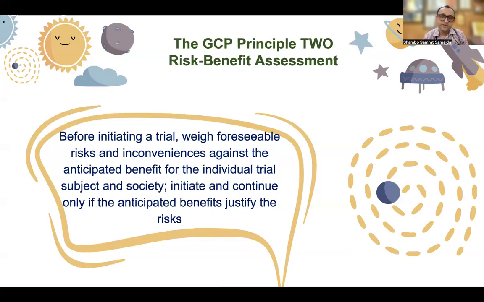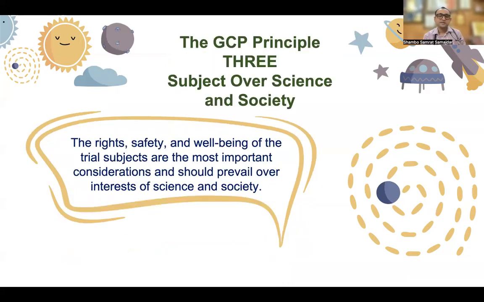When we talk about risk-benefit assessment, the second principle, before initiating a trial, we need to weigh the foreseeable risk and inconveniences against the anticipated benefit for the individual trial subject and society. Then we need to initiate and continue only if the anticipated benefit justifies the risk. So that is very important. That is why a risk-benefit assessment needs to be done, and that also depends on the timing, at what time we are doing the clinical trial.